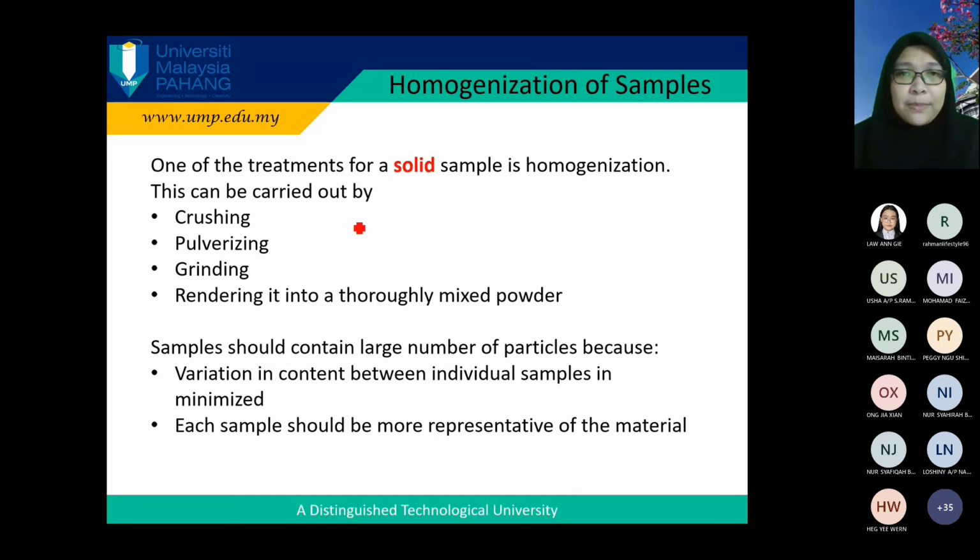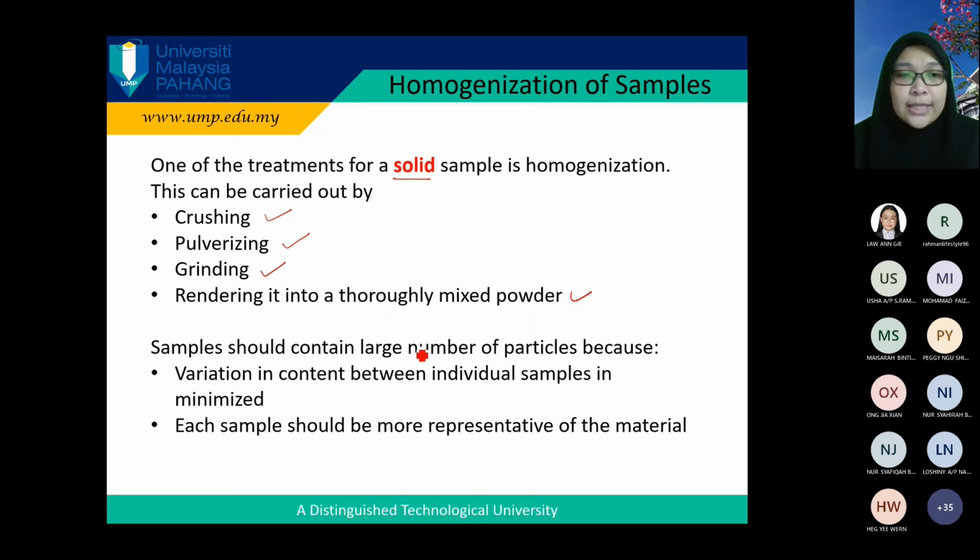Okay. Homogenization of samples. Once you have a sample, you do sampling, you have done sample preparation, you need to homogenize the sample. Okay, macam yang tadi kita buat, kita campur daripada satu guni, kita buat quarters and then we mix each of them, we mix the opposite one. It is to homogenize the sample, to mix them well. One of the treatment for a solid sample is homogenization. It is suitable for solid sample. This can be carried out by crushing, pulverizing, grinding, or rendering it into a thoroughly mixed powder. One of them is the cone and quarter method.